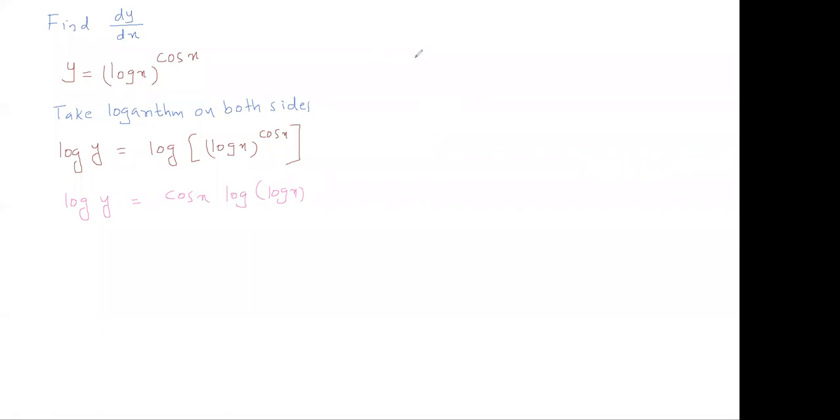So we saw the property yesterday: logarithm of m to the power p, with any number as base, is power p into logarithm of the base. That was the property. So we applied that. So cos x into log x. Now differentiate both sides with respect to x.